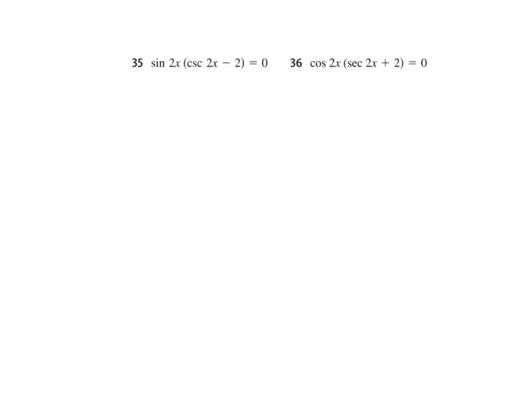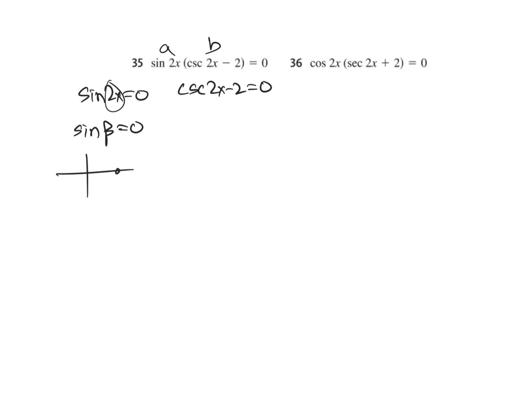All right, 35. So we have two things. There's your A and your B. So sine of 2x equals 0, or cosecant of 2x minus 2 equals 0. Well, again, that's a double angle, so let's just tell me first what the sine of beta equals 0. Where's y equals 0? Y equals 0 here and here on the unit circle. So 0 and pi. So if you do pi plus pi n, or just pi n would be part of your answer.